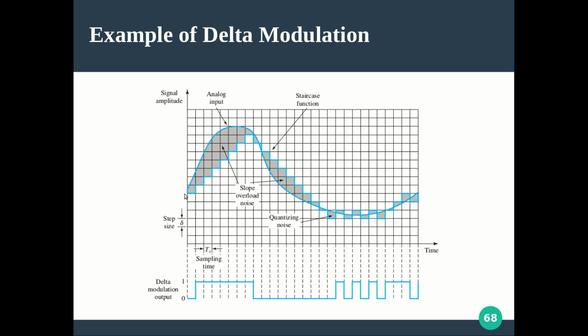And it is like this. Initially, suppose we are starting from some point here. For each sampling interval the staircase function will simply maintain a constant amplitude.